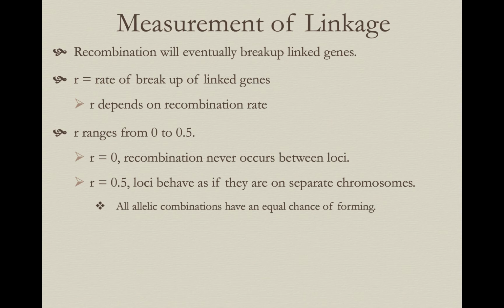In this situation, we're going to have all allelic combinations having equal chance of forming. Now, why is this maximizing at 0.5? Well, this is because if they're on separate chromosomes, independent assortment is going to be the driving force here, determining recombination. And independent assortment is just random, right? So when the homologous chromosomes line up at the metaphase plate, they do so in a random order. And randomness is here defined as 50-50 chance.